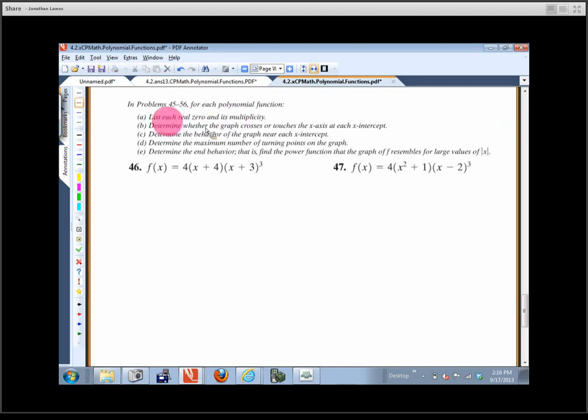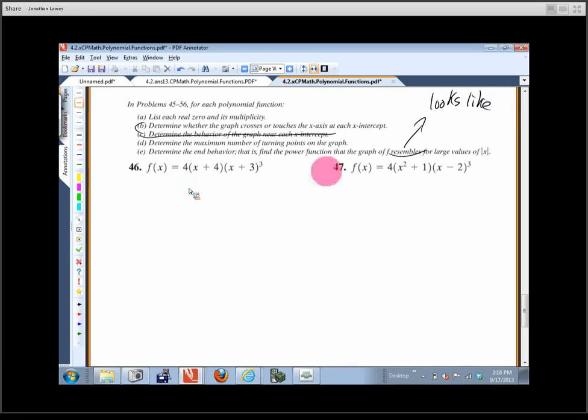So the first thing we want to do is list each real zero and its multiplicity. Determine whether it touches or crosses. Determine the behavior near each x-intercept. That you don't have to do. I'm fine with it just saying determine whether it touches or crosses. Determine the maximum number of turning points. Determine the end behavior. In other words, find the power function that it resembles. What phrase did we say we were going to use instead of resembles? Looks like. What does it look like? What does it resemble?